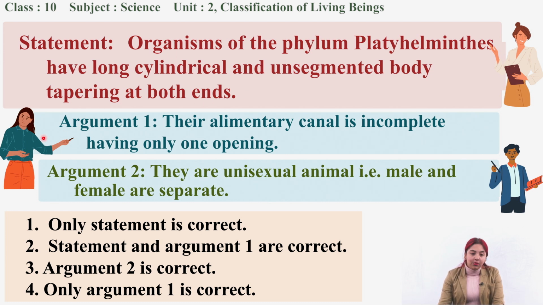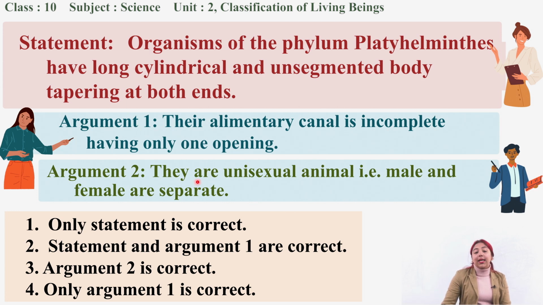Now let us look at the argument given by this person. The alimentary canal of the Platyhelminthes is incomplete, having only one opening. Is this true? Yes, it's true, because Platyhelminthes has only a mouth and it does not have an anus. It is Nemathelminthes that has a complete digestive system. So this girl is correct.